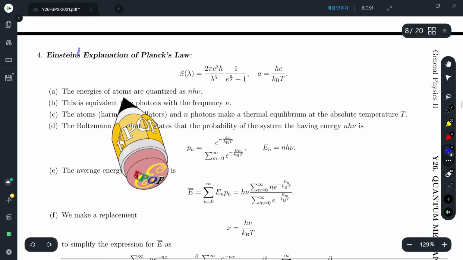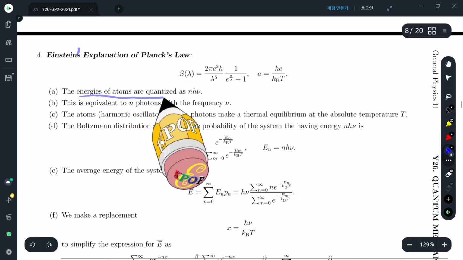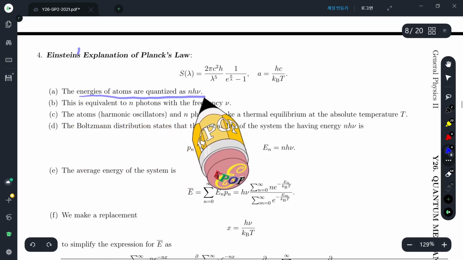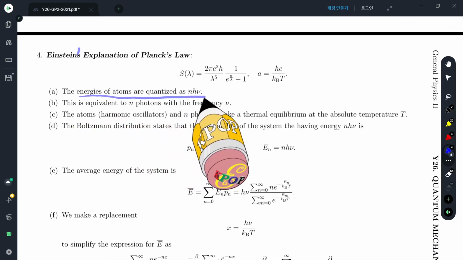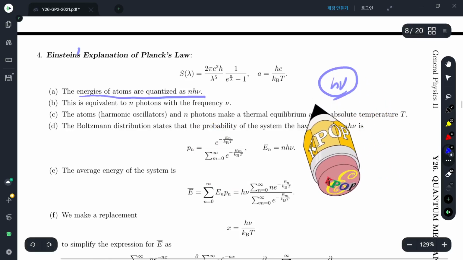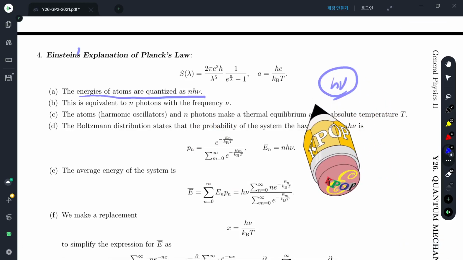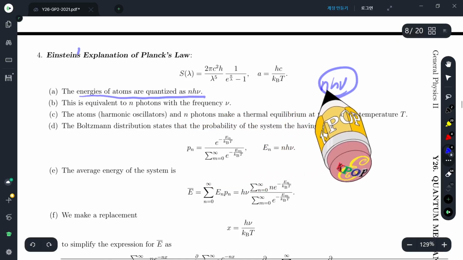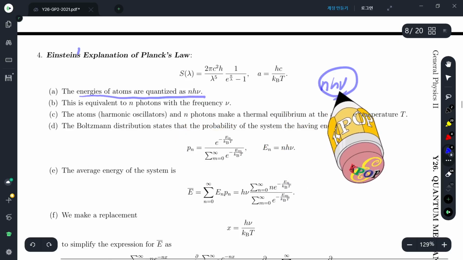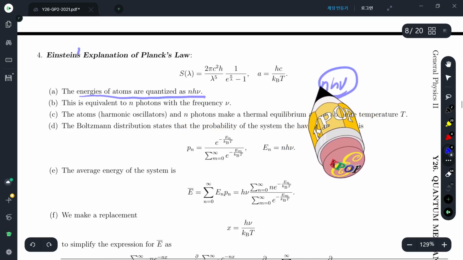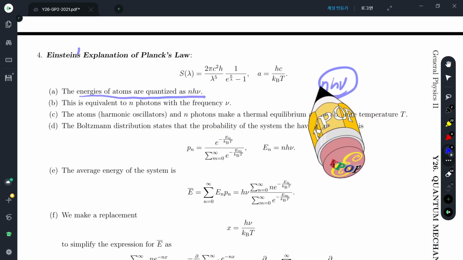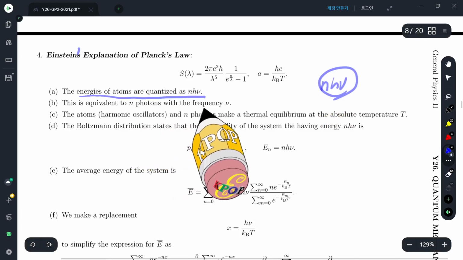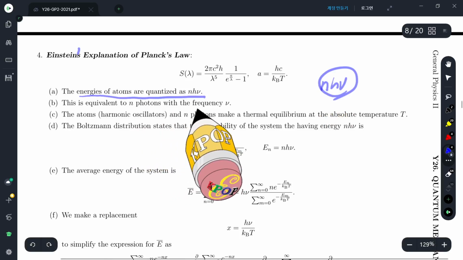First of all, the energies of atoms are quantized as n h nu. Here h nu is the energy of a single photon, and n h nu is that photon energy's multiple. So n runs from 1 to infinity. This is equivalent to n photons with frequency nu. Okay?